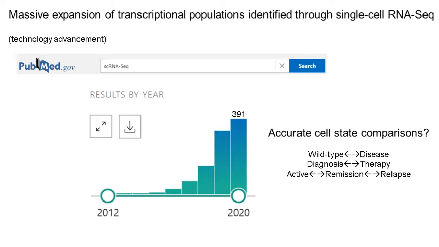This becomes important when comparing wild type and disease states to understand the impact of disease. This also influences how we can understand therapy and the impact of therapeutics, as well as understanding transitions in disease states from active to remission to relapse.